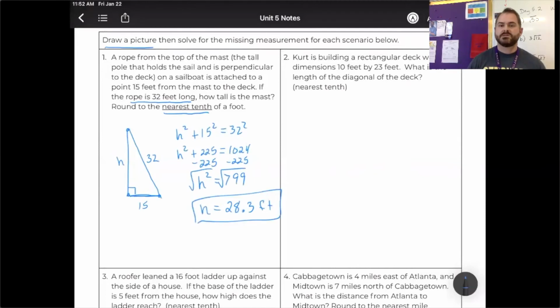Okay? So what we're going to do is I'm going to go ahead and help you see the drawing part of this in the next few problems, but I'm going to let you do the Pythagorean theorem parts on your own. At the end of the video, I'll quickly show you what your answer should be.